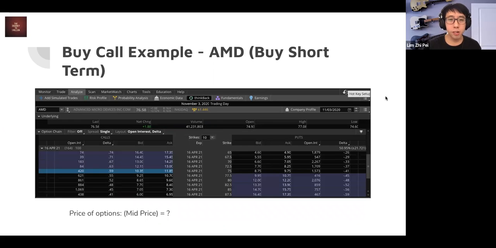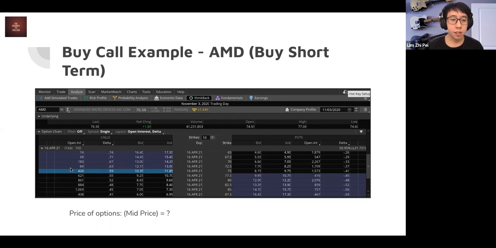So for another example, I compare a short-term buy call. Because for some people, if this options contract is too long-term, they may not be able to afford it. So that's why they are looking into shorter term. Let's say, for example, this one, April 16, with an IV of 51%, which is still okay.